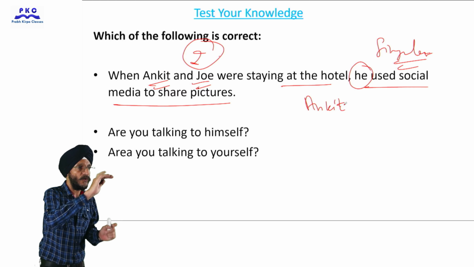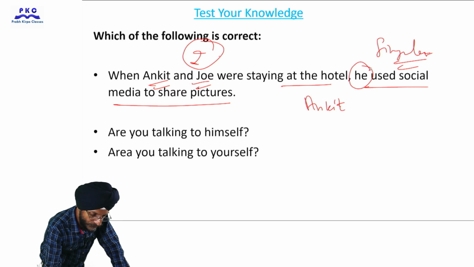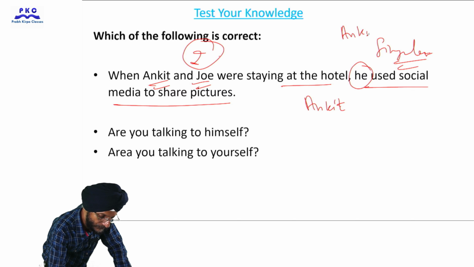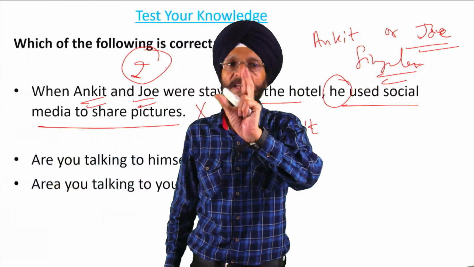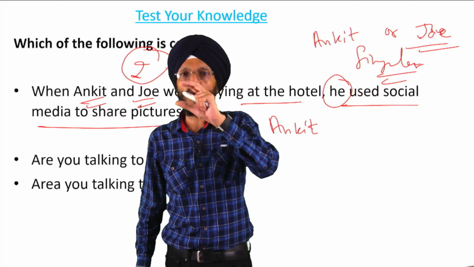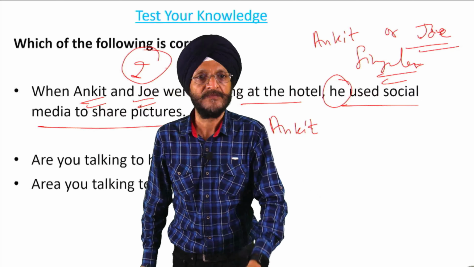So it is wrong. Either we should write Ankit used social media, or we can use the word Joy to clarify the position. Only then is the sentence okay. Otherwise this sentence is wrong, because he does not clarify. He is a pronoun, and it does not clarify the situation clearly.